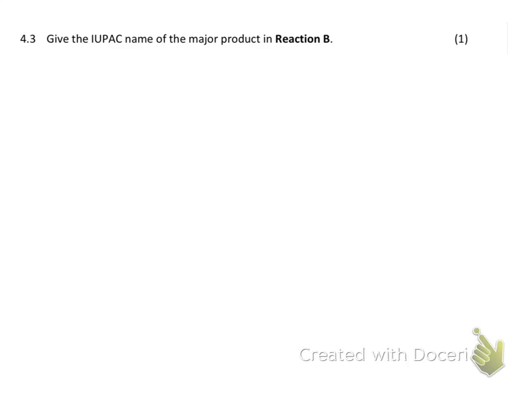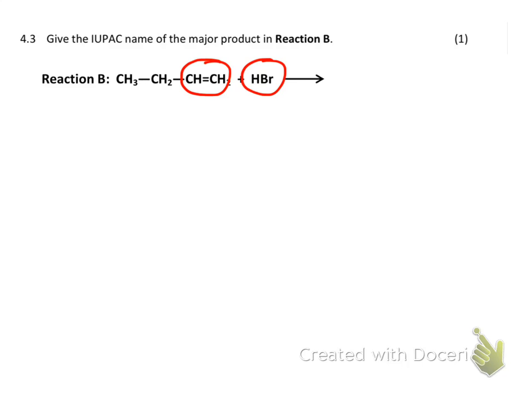4.3, the IUPAC name of the major product in reaction B. There's reaction B. And to answer this question, we need to recognize that there's a double bond there. So that's but-1-ene reacting with HBr. I always think it's easiest to draw it out, so let's draw out but-1-ene.